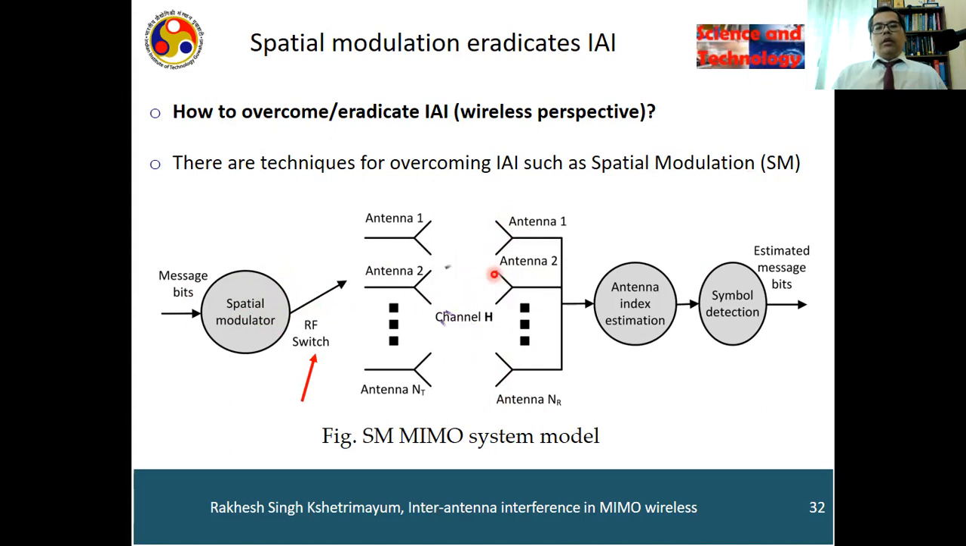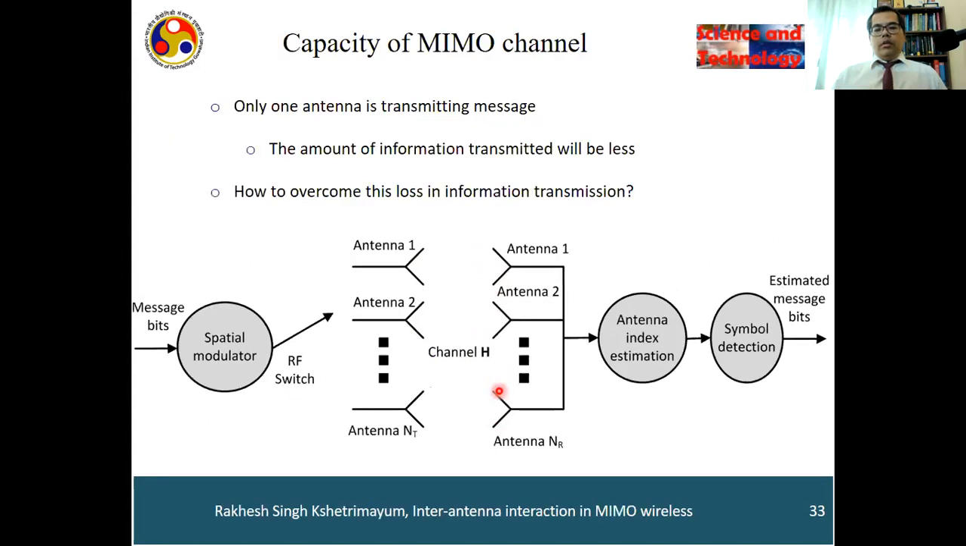Then you don't have any kind of mixture of symbols at the receiver. Only one symbol is transmitted, so every antenna at the receiver will receive only one symbol. So there is no inter-antenna interaction or interference.